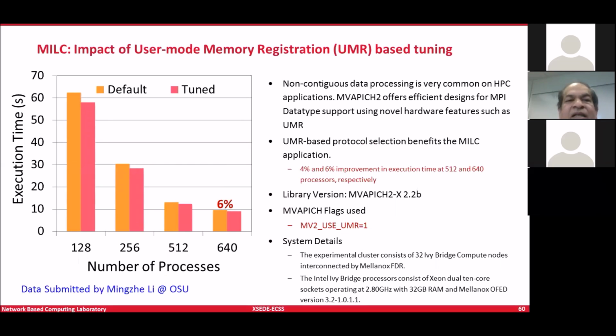Then this is the MILC application. I didn't have time to go over a newer scheme introduced by Mellanox, which is supported in our library, called user mode memory registration. This is good for applications which have a lot of data types. Here you can see, using MVAPICH2-X with MILC at around 640 processes, you can get around a 6% benefit by just turning on this new flag, which is MV2_USE_UMR. This study was done by Mingzhe Li from OSU.